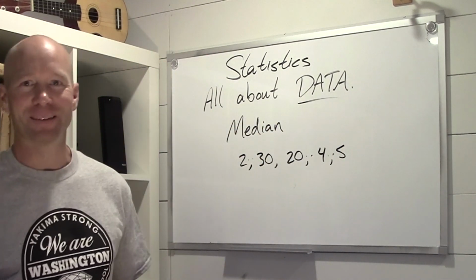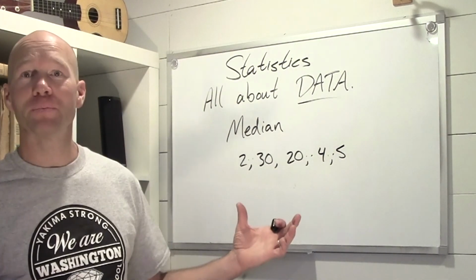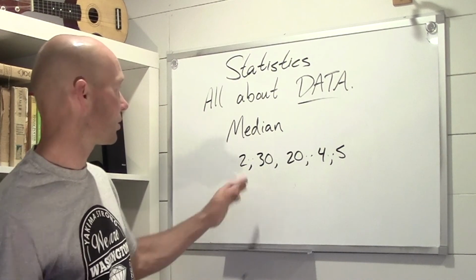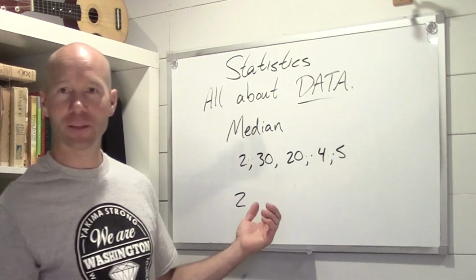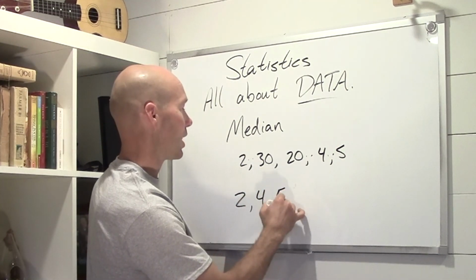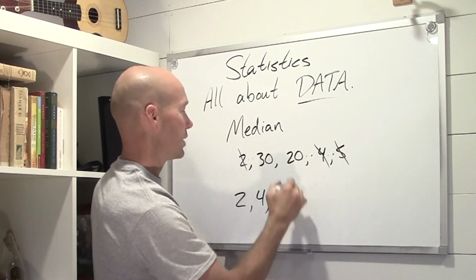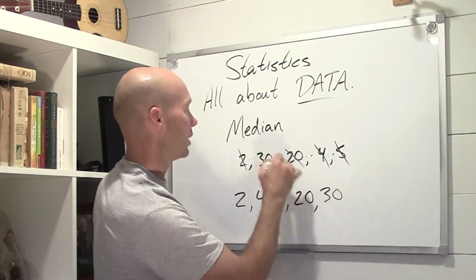All right, let's talk about the median. Hey diddle diddle, the median's the middle. So to find the median, I need to take all those numbers and arrange them from least to greatest. So I find the least number, we get a 2. And then the next smallest number is 4. Then comes 5. So I'm going to say 2, 4, 5. Then the next one is 20. And the next one is 30.